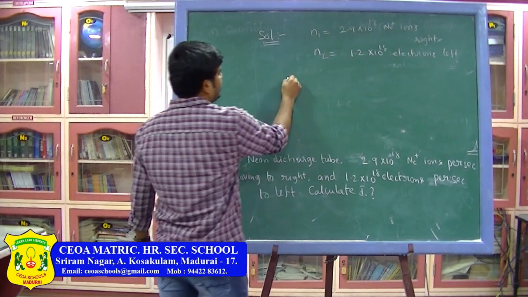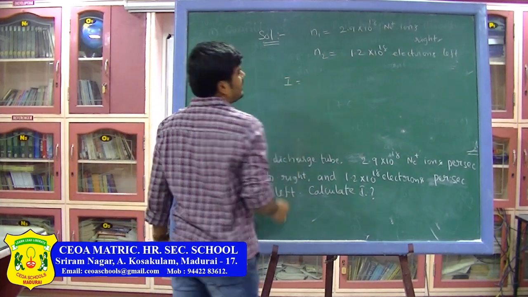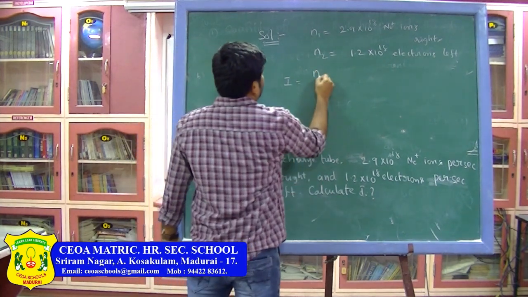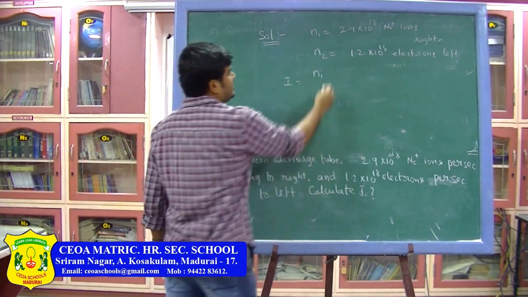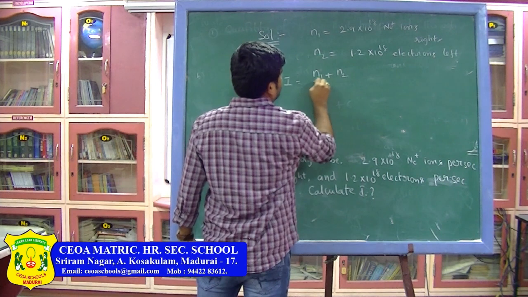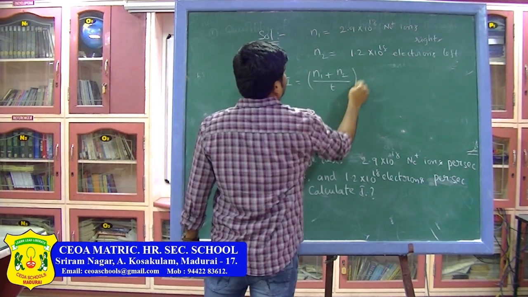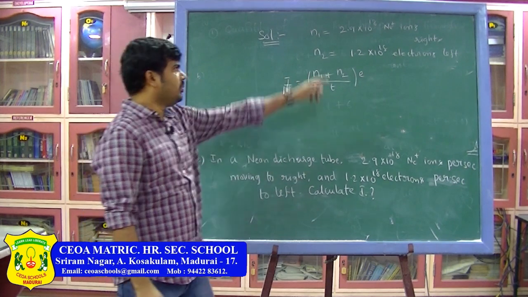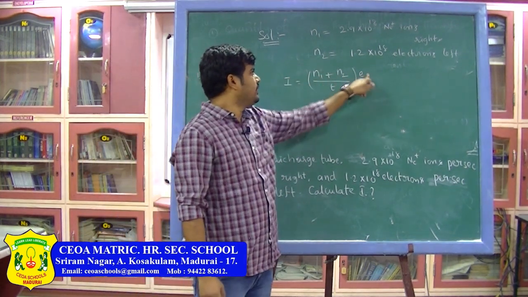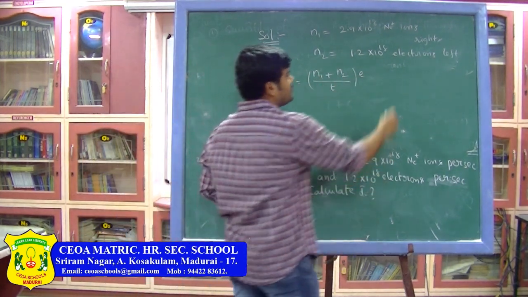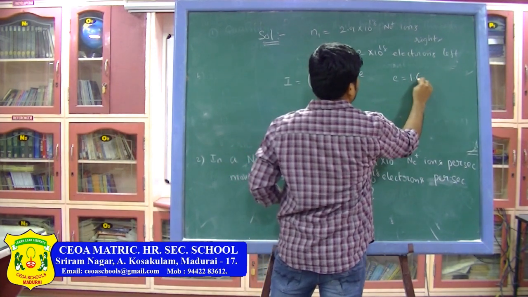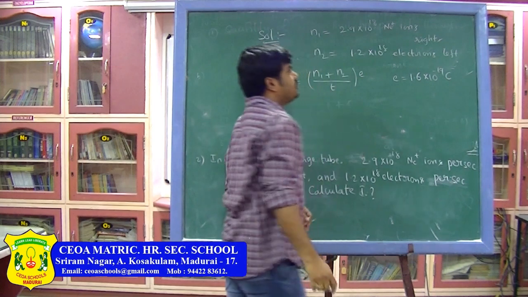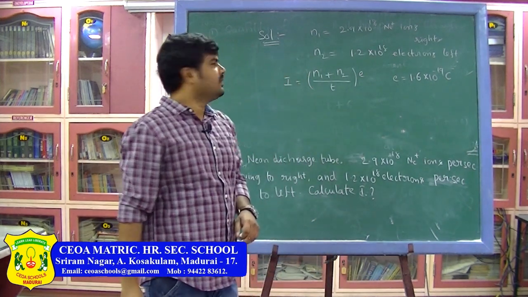Then electric current is given by I is equal to (n1 plus n2), the number of positive charges plus the number of negative charges, divided by time, into the charge of one particle. So I = (n1 + n2) E divided by t, where E is the charge of one electron, that is 1.6 into 10 to the power of minus 19 coulomb. Now, substituting the given values directly, you will get the answer.